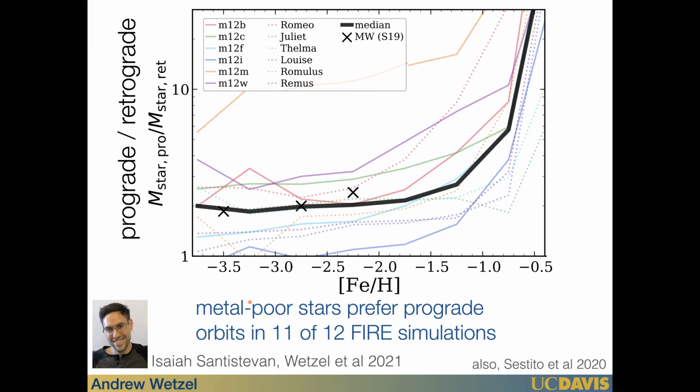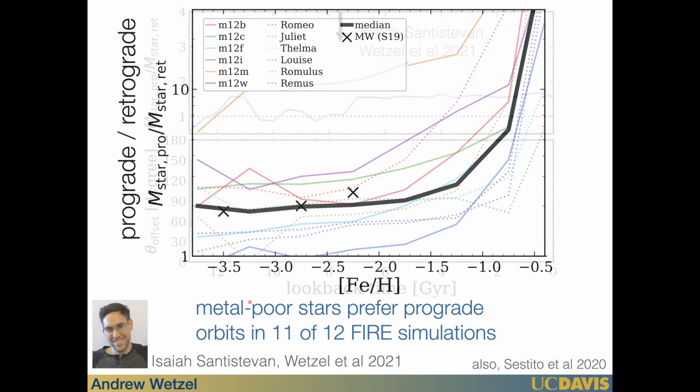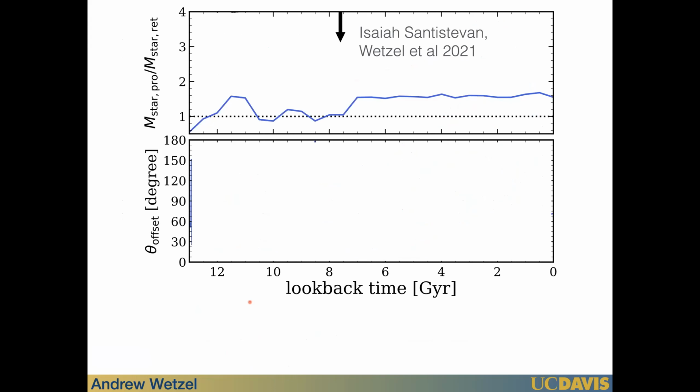So what's going on here? What causes this? Did all those dwarf galaxies merging in somehow know to be aligned? So then Isaiah basically looked at the history of this prograde bias.